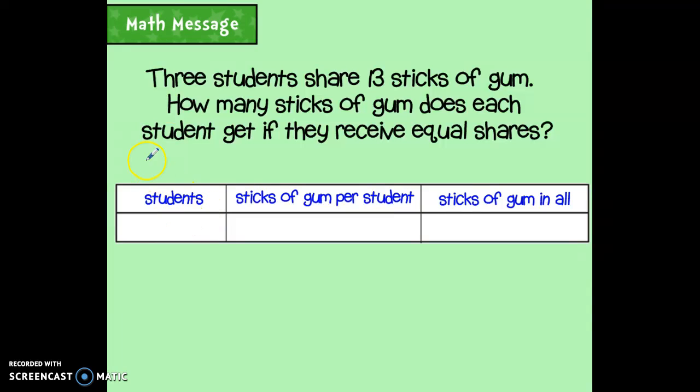So, students, do I know how many students there are? Yes, I can see right here, we have 3 students. Now it says they share 13 sticks of gum. So are there 13 sticks of gum per student? No, there are 13 sticks of gum in all. This is what I'm trying to find out because it says how many sticks of gum does each student get? So now I want to start thinking of it as a division problem. I know this problem is 13 divided by 3 equals some number.